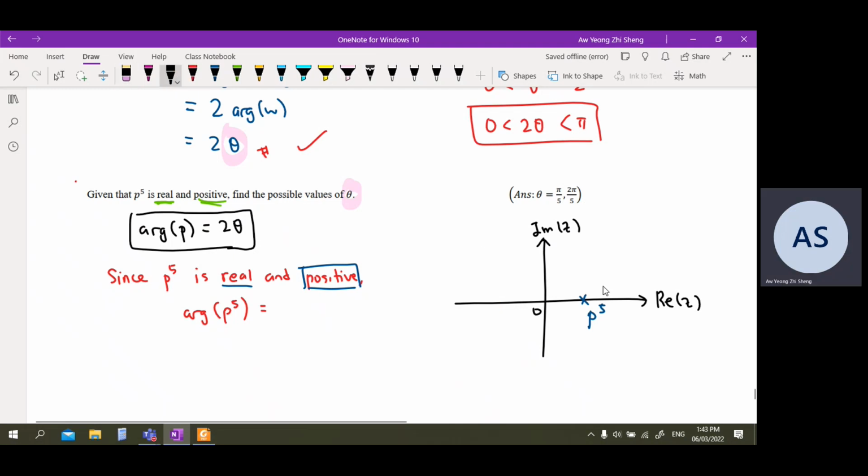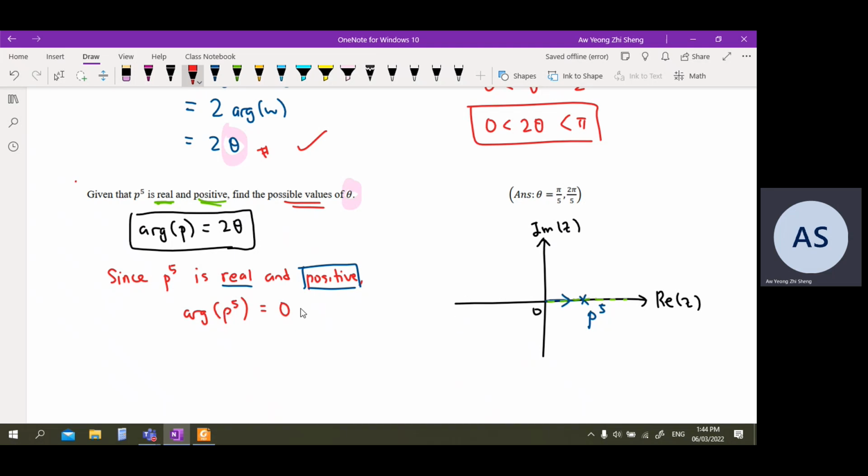Right, so since p power 5 is a positive real number, it is a point on the right of 0. Its vector representation will be this blue color vector here pointed to the right. So the angle made between the positive x direction and the blue color vector will be 0. It's a 0 angle. Okay, but then here they want us to find all the possible values of theta.